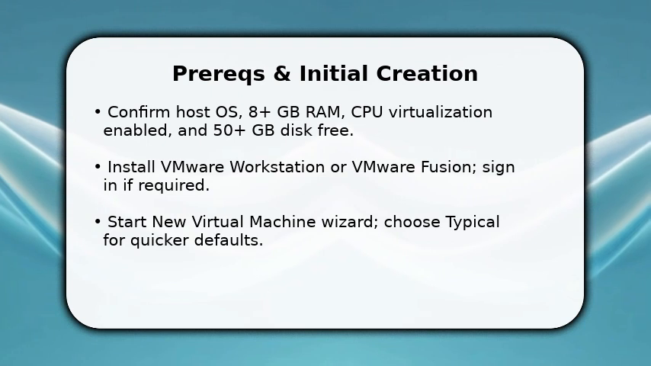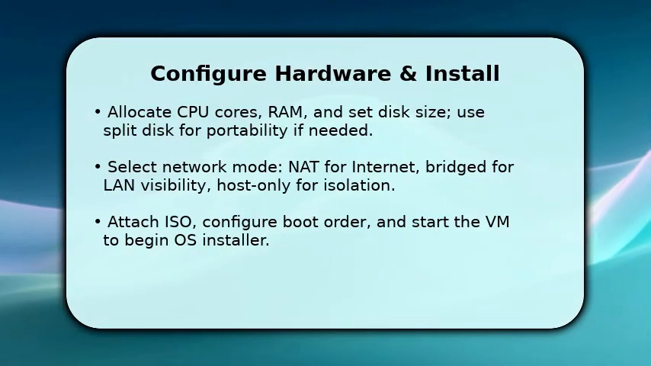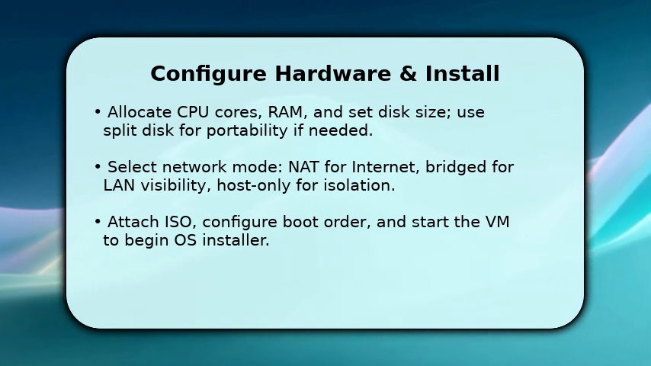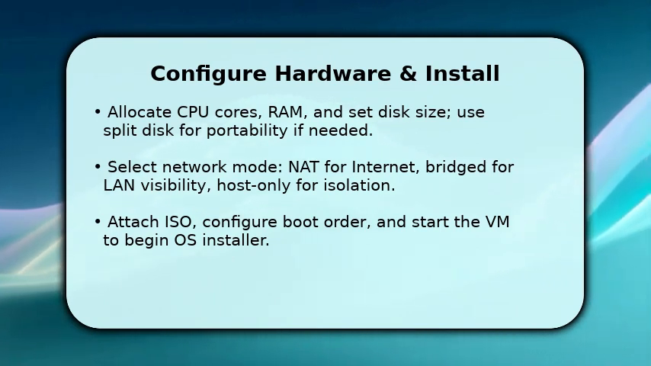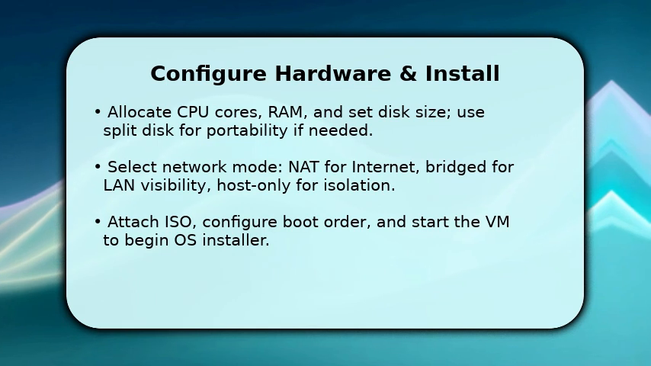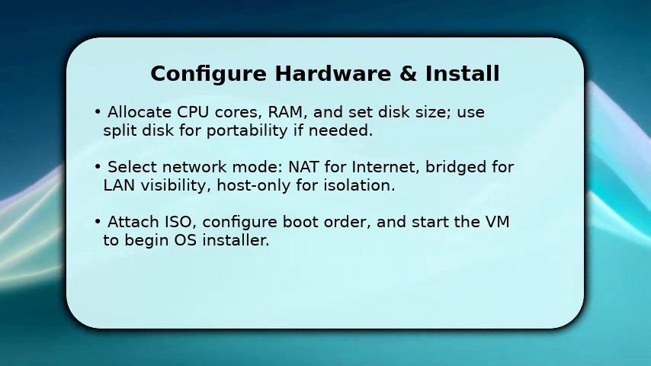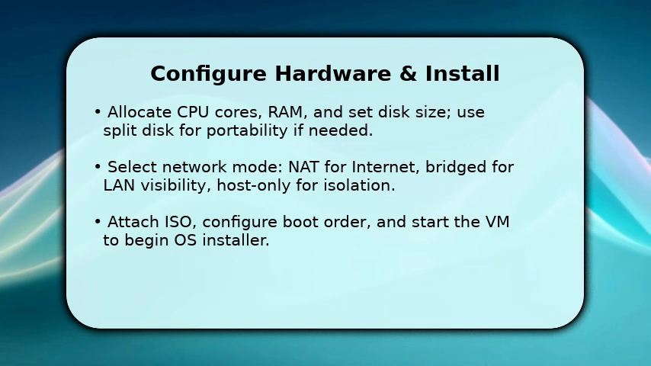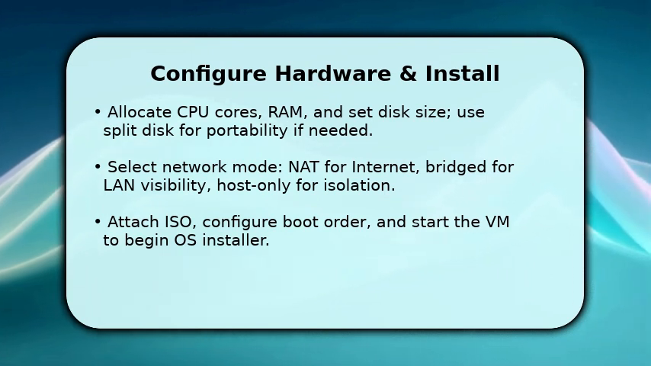Now configure the VM hardware. Assign CPU cores and RAM based on the guest workload, and set virtual disk size. Expandable disks save host space. Make sure to pick a network mode that matches your needs: NAT for easy internet, bridge to appear on the LAN, or host only for testing.